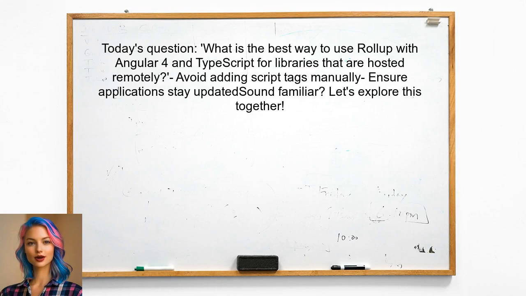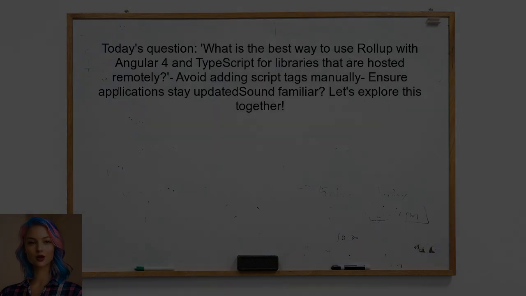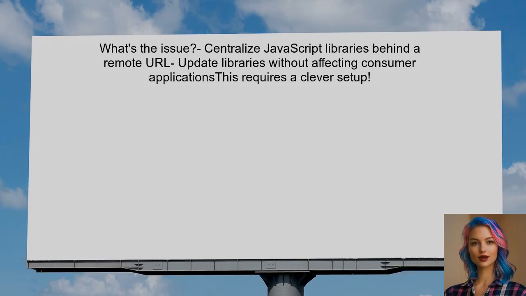Here's the specific question we're addressing today. One user asked, what is the best way to use Rollup with Angular 4 and TypeScript for libraries that are hosted remotely? They want to avoid adding script tags manually and ensure that their applications stay up to date with the latest library versions. Sound familiar? Let's explore this together. So, what's the issue here?